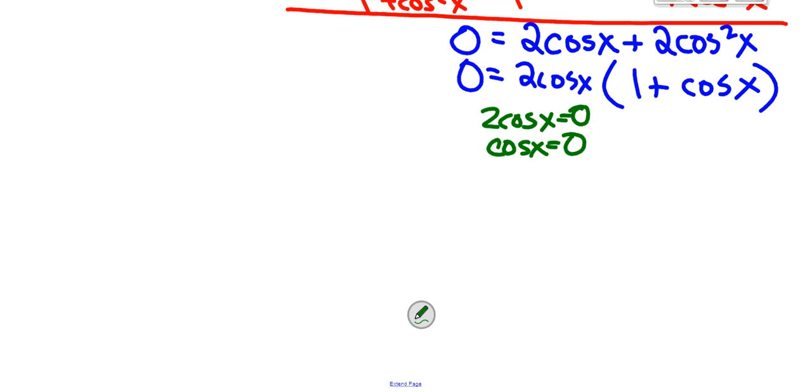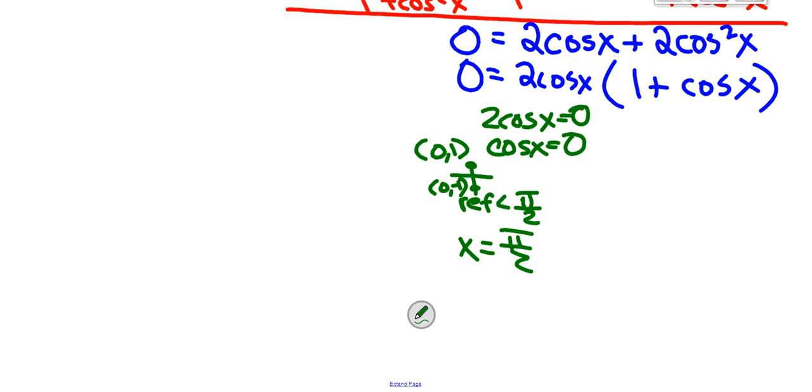Think of your table, when is cosine equal to 0? At 90 degrees. So my reference angle is pi over 2, sorry, I was not working in radians myself. Pi over 2 is the reference angle, so cosine is 0 there at 0, 1, but it's also 0 down here at 0, negative 1. And so our two solutions for this one are x equals pi over 2 and x equals 3 pi over 2. So we get those two answers there.